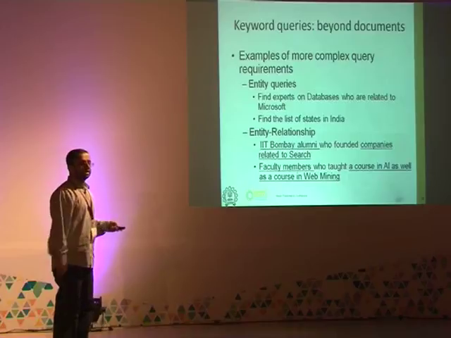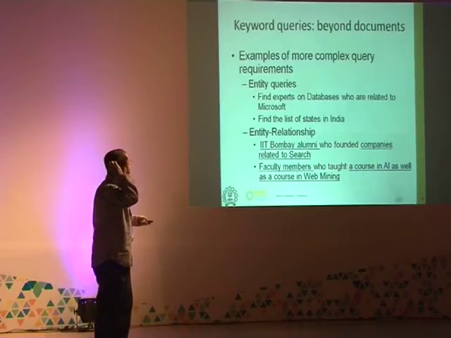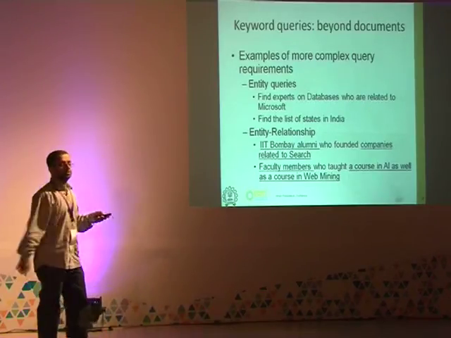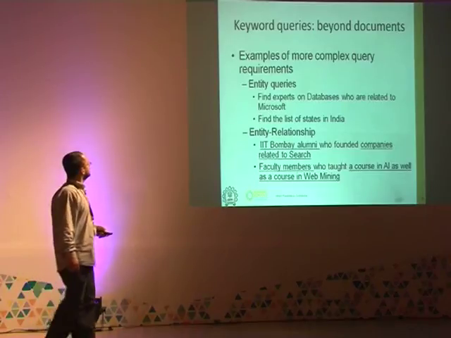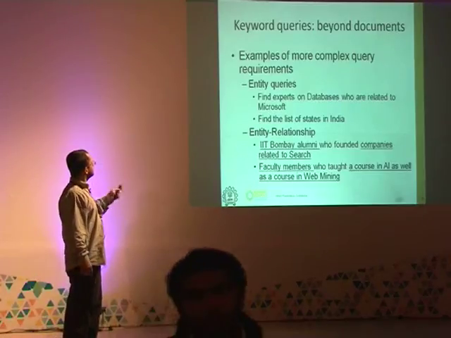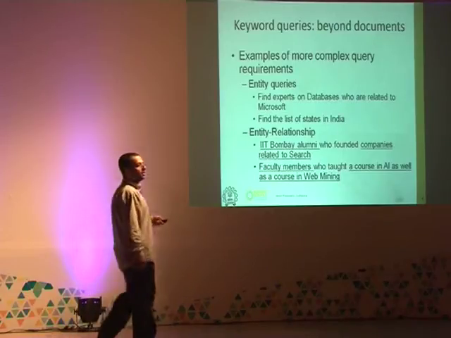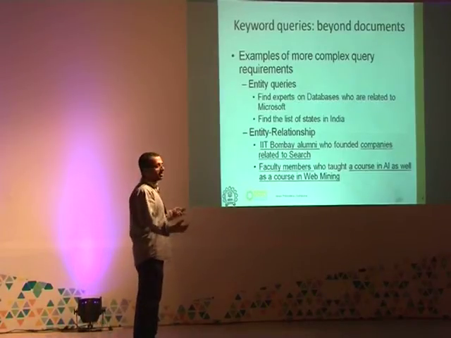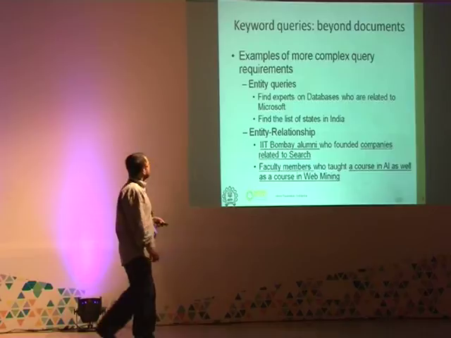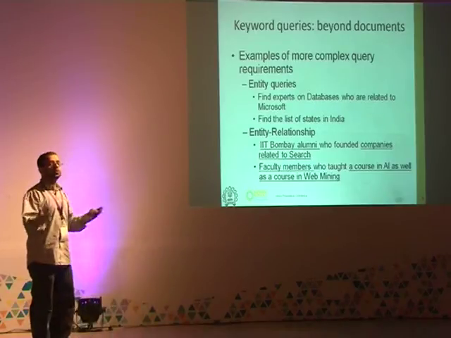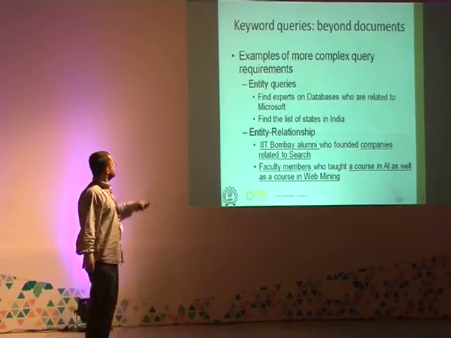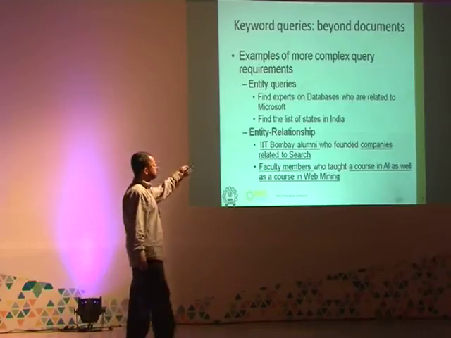These complex queries could be entity queries or entity relationship queries, and I distinguish between these two. For example, finding experts on databases who are related to Microsoft. You're not really looking for a type beyond just experts. But in the second class, you're looking for a relationship between two entity types, in this case IIT Bombay alumni and companies related to search.